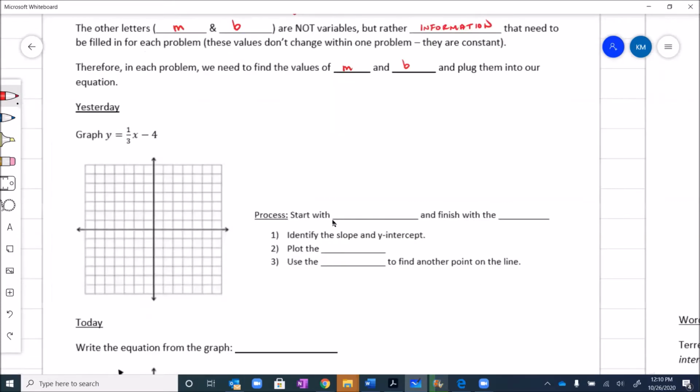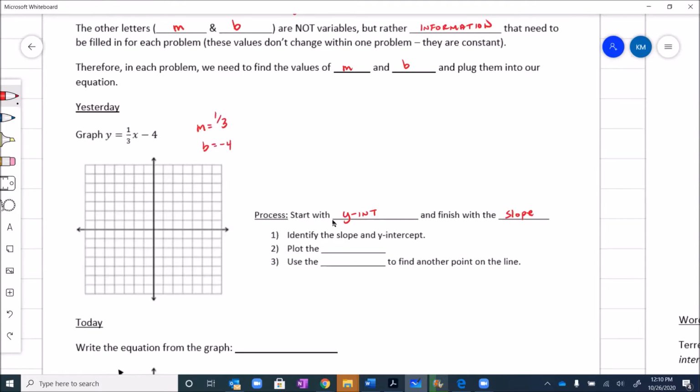Okay, so yesterday we were able to do this. We had y equals 1/3 x minus 4. Remember, we start with the y-intercept and finish with the slope. So we need to identify the y-intercept and the slope. As we look here, our y-intercept was -4, and our slope was 1/3.